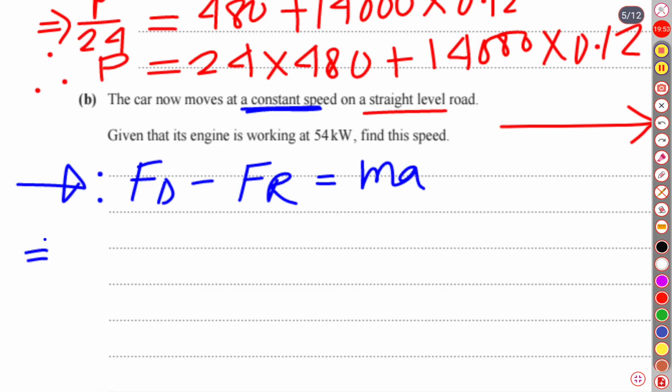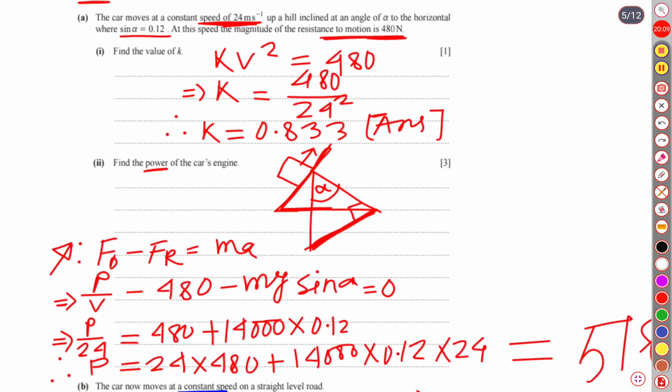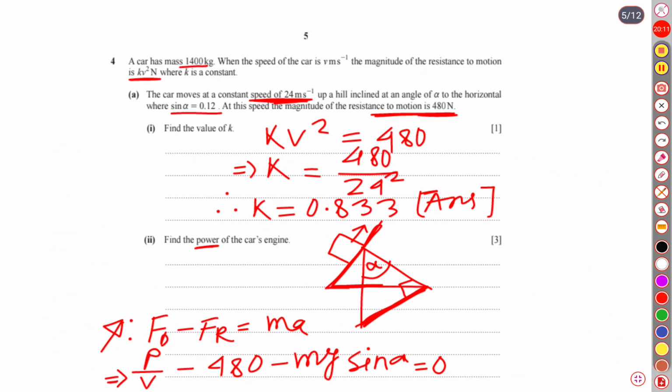So driving force is nothing but P over V, as we applied in the previous case. And resistance to motion is what? It is no more 480. Don't get confused. Look at this: here they have given 480, but this 480 was applicable for question A. So we cannot use this data for solving question B.